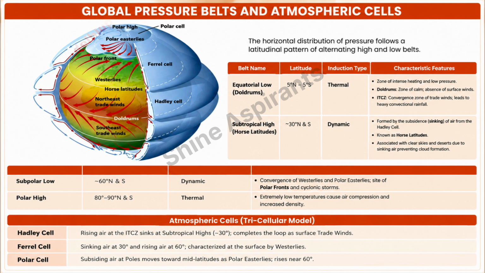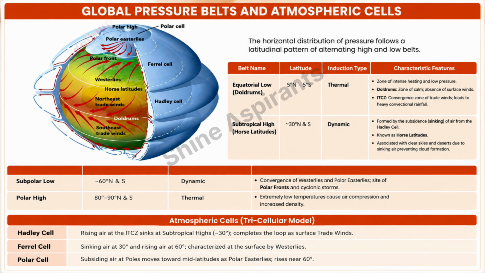3. Subpolar low, around 60 degrees N and S, dynamic origin. Convergence of westerlies and polar easterlies. Site of polar fronts and cyclonic storms. 4. Polar high, 80 to 90 degrees N and S, thermal origin. Extremely low temperatures cause air compression and increased density. High pressure due to cold, dense air.